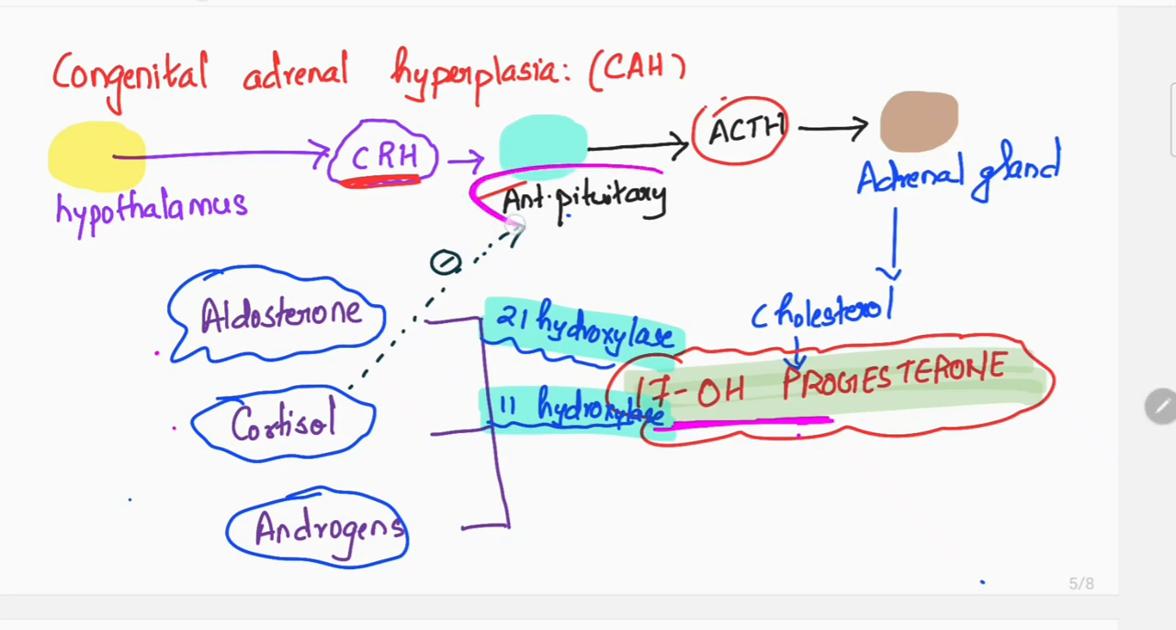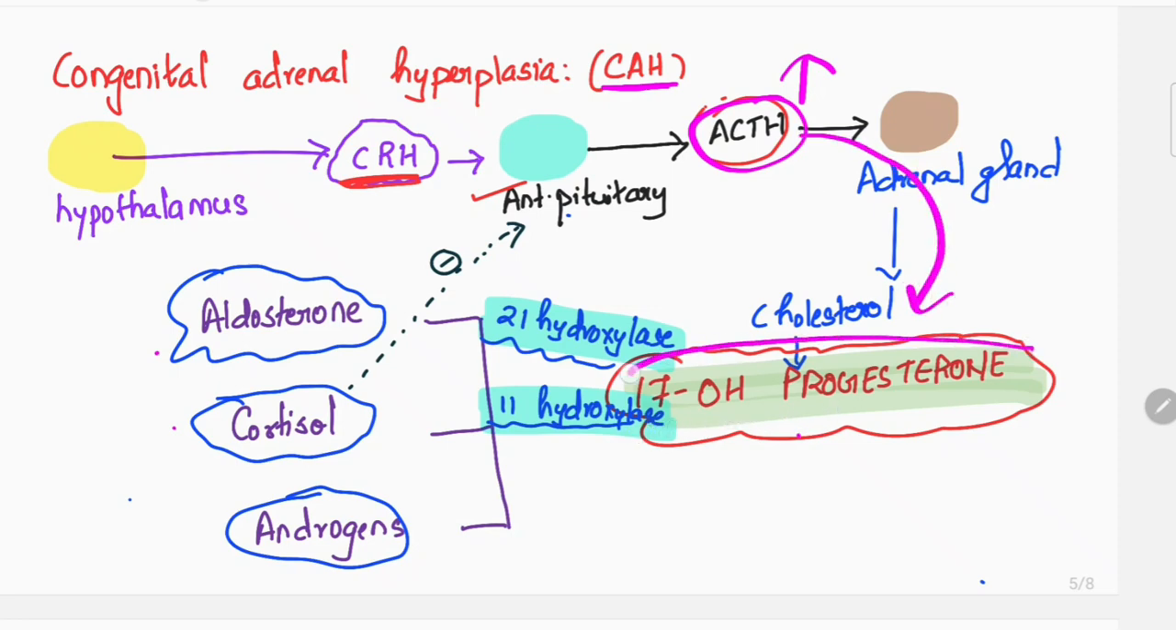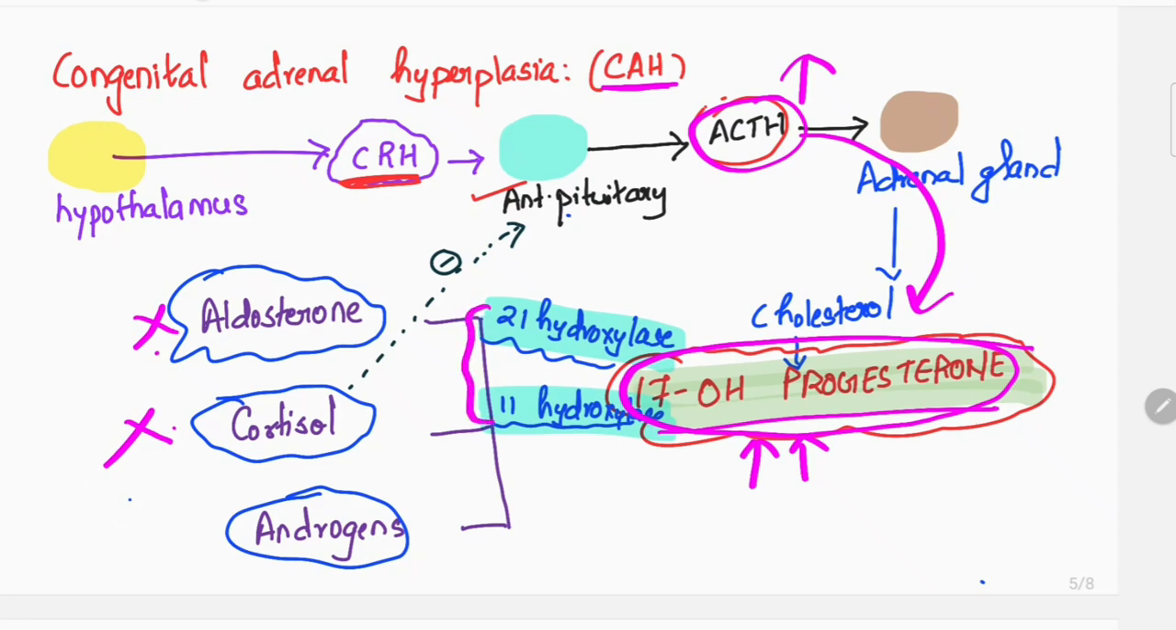So in CAH, since there is no negative feedback, the anterior pituitary keeps on producing ACTH. As a result, what will be more, guys? 17-OH progesterone in that person keeps on increasing. Anyway, 17-OH progesterone cannot be converted into aldosterone or cortisol, because these 2 enzymes are not there. What will it do? It will get converted into androgens.